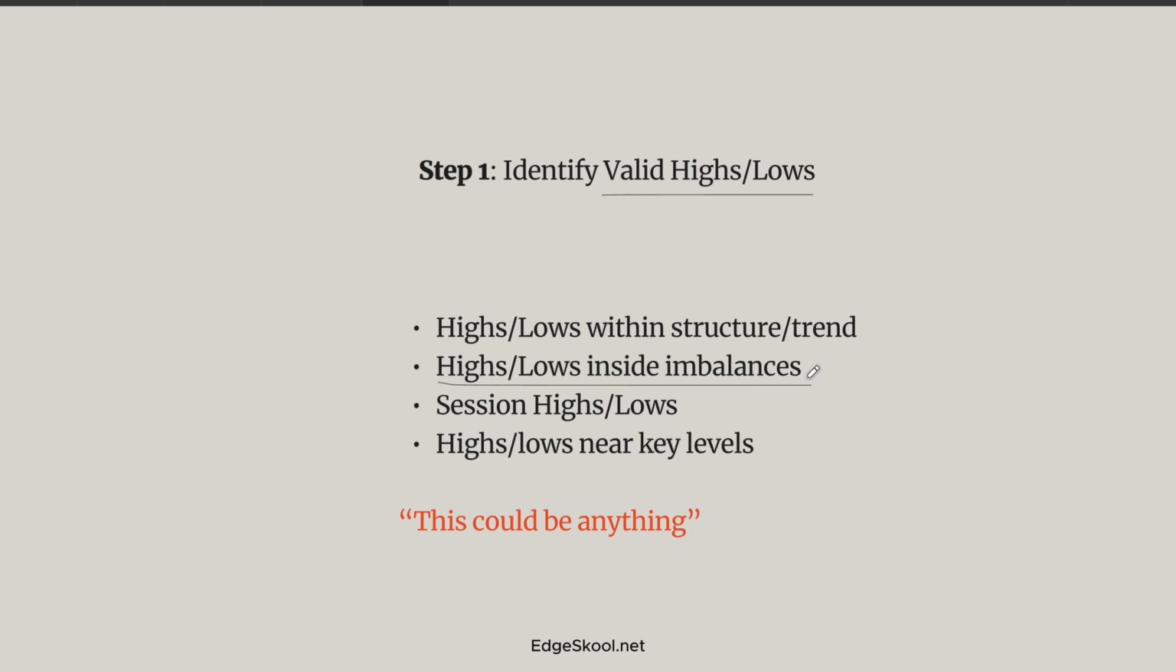Highs and lows that are inside of imbalances. That is another way. And sessions highs and lows as well. So we could have this. But in general, I would say the main rule is highs and lows that are going into key levels or near key levels. So that is the main thing, because if you notice, imbalances is a key level. Structure is going to have a lot of key levels inside it. Sessions highs and lows are key levels. The main rule is that we want to look for highs and lows that are near or into key levels.